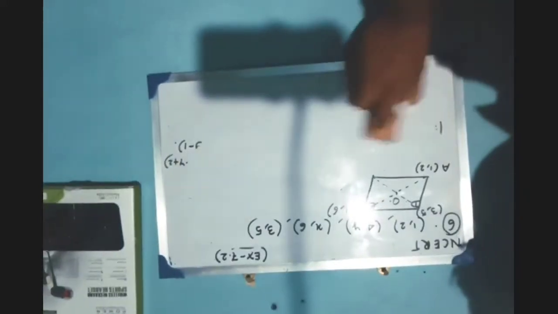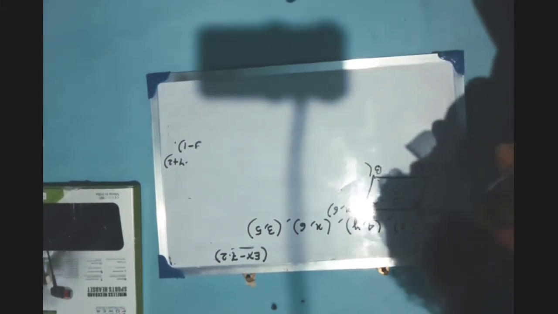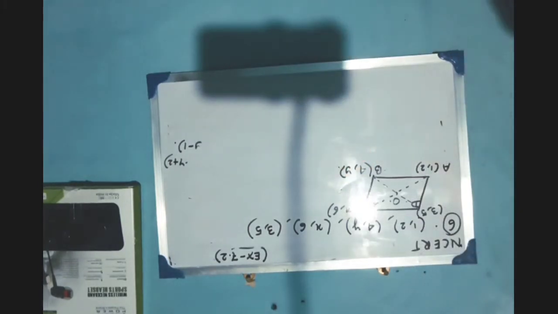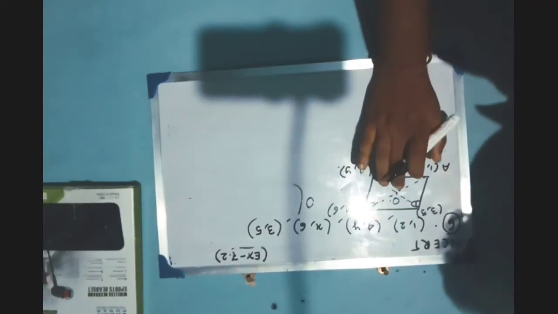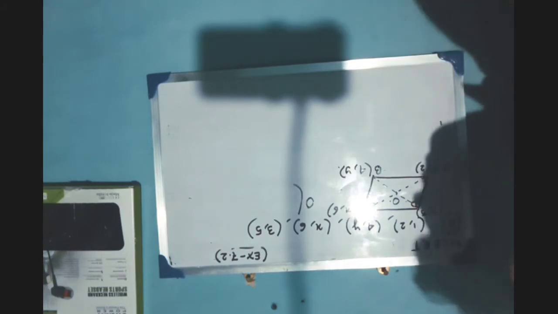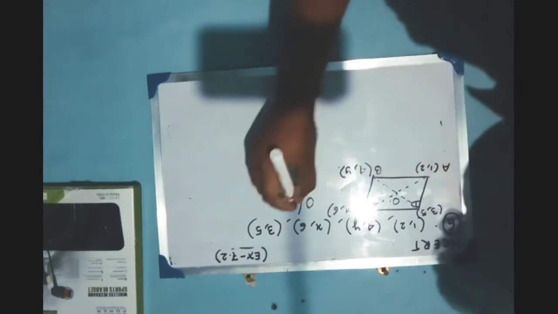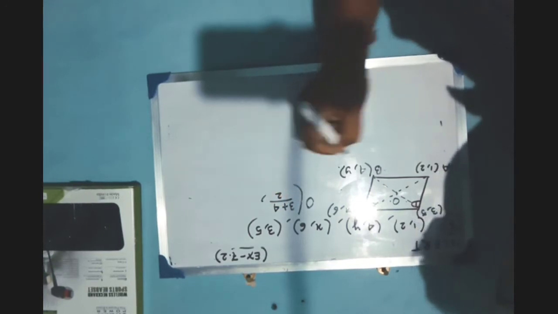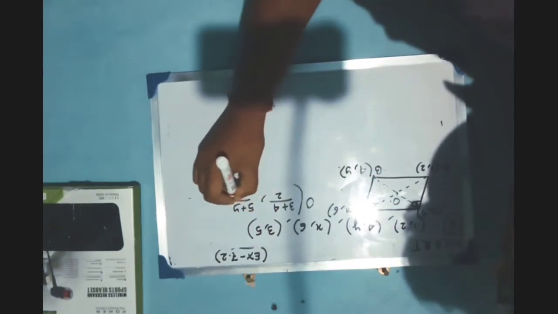Here the coordinate of B should be (4, y). Now if we join the diagonals, we'll get O as a midpoint. So the coordinate of O should be, O is the midpoint of AC and BD, because diagonals of a parallelogram bisect each other. So here (3 plus 4) by 2, comma, (5 plus y) by 2.